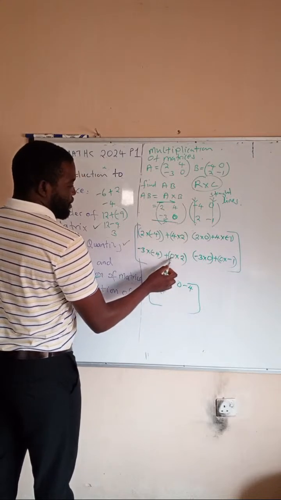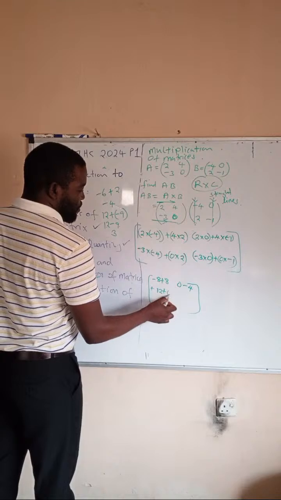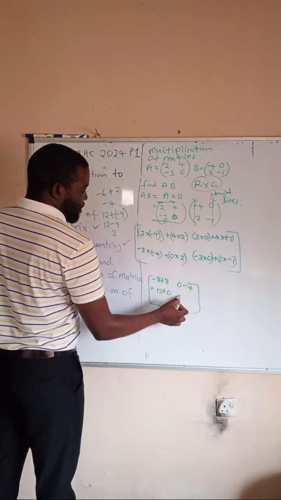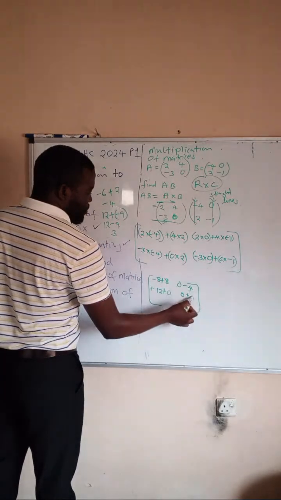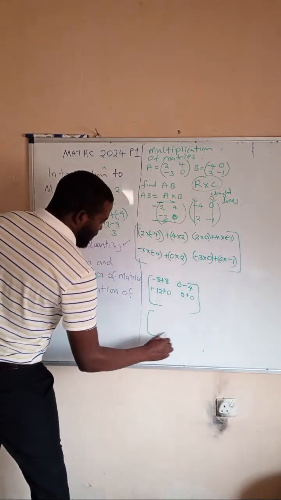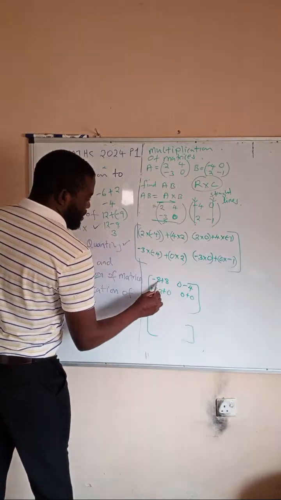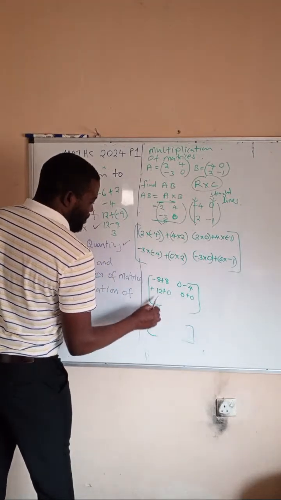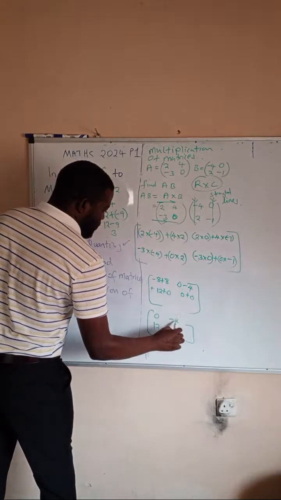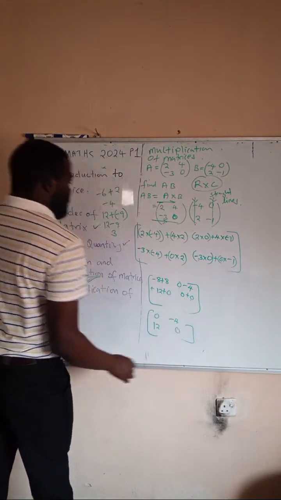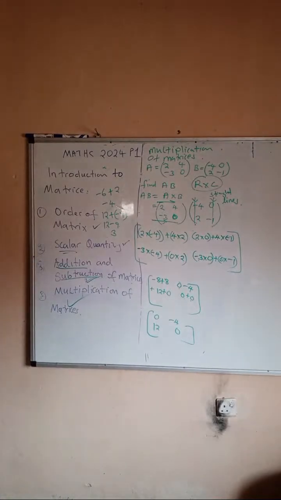Plus, a number times 0, it's 0. A number times 0 there, it is 0. Plus, a number times 0 there is also 0. So, the final answer is negative 8 plus 0, it's 0. This will give me 12. That will give me negative 4. This will give me 0. That's a bit about how you multiply matrices.